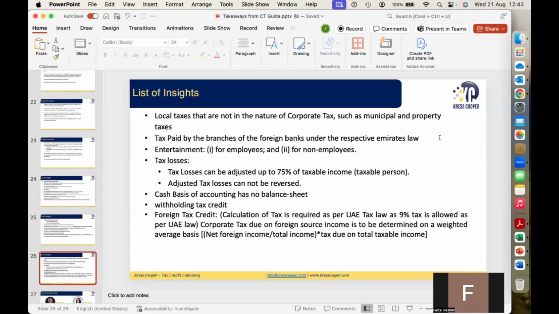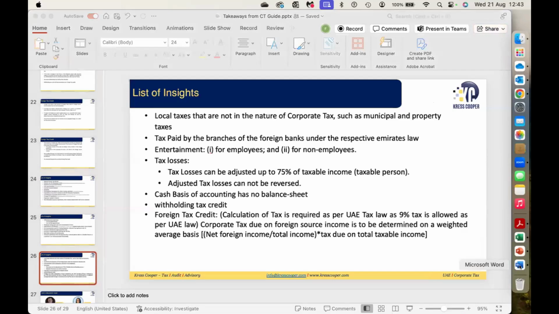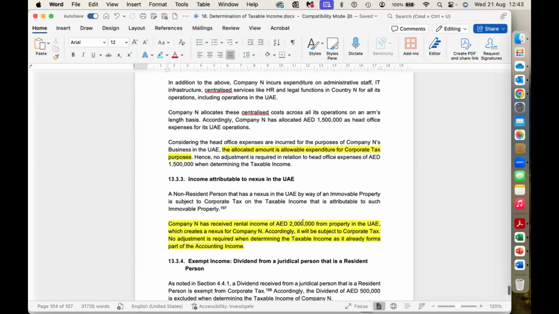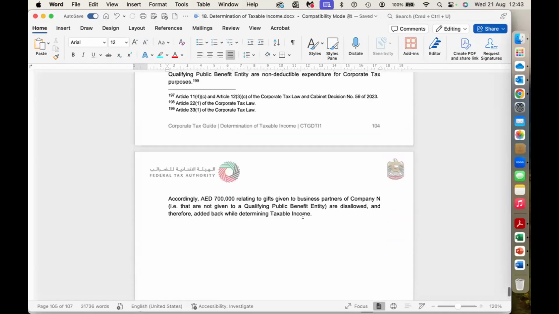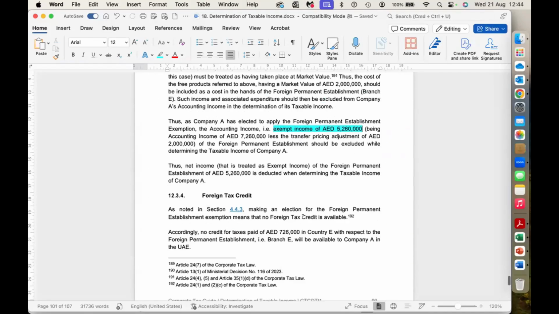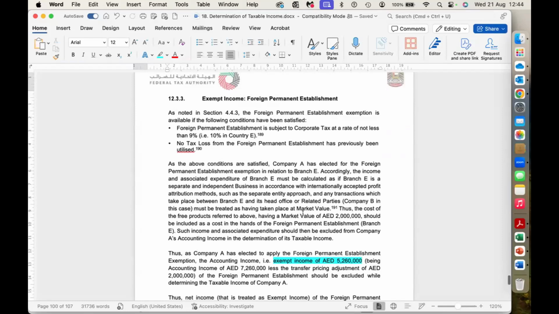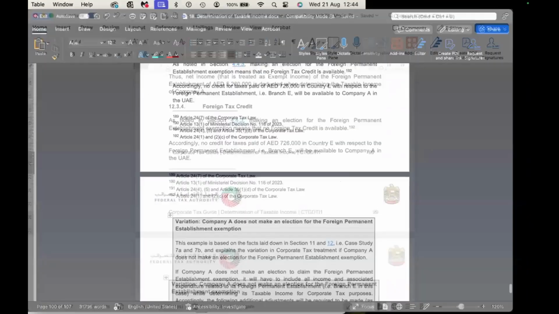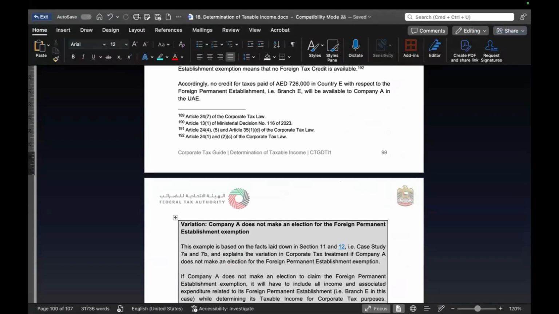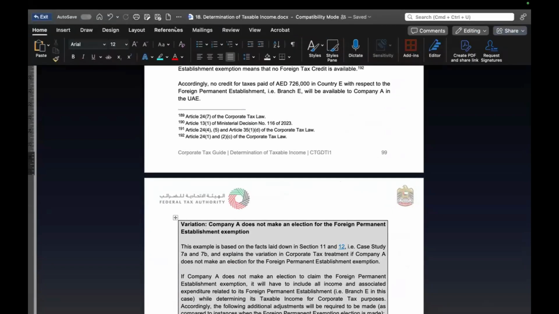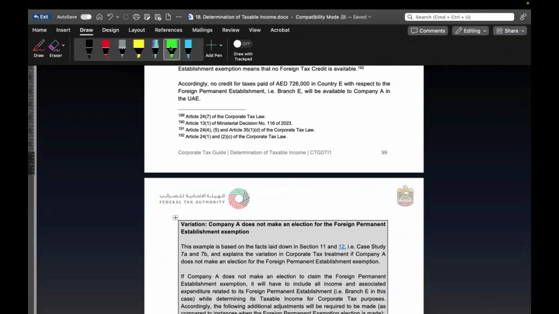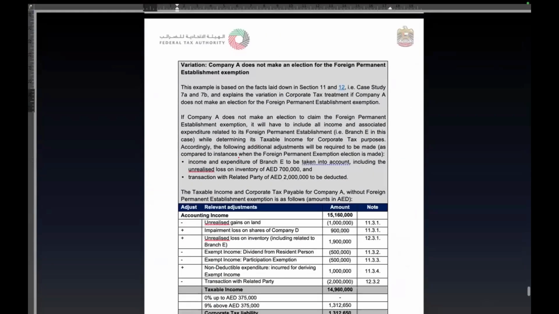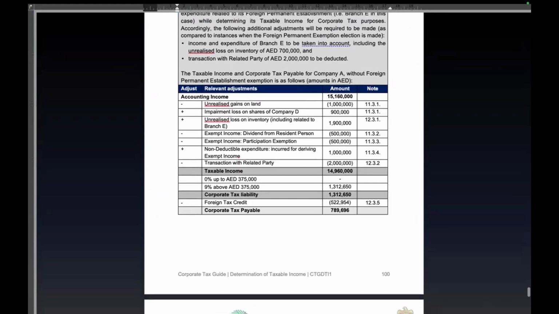Just look into this example. I'm not going to discuss any further illustration. I will be discussing only one illustration related to the foreign tax credit. Okay, just look into this. This is an example. I'm not going into the detail.